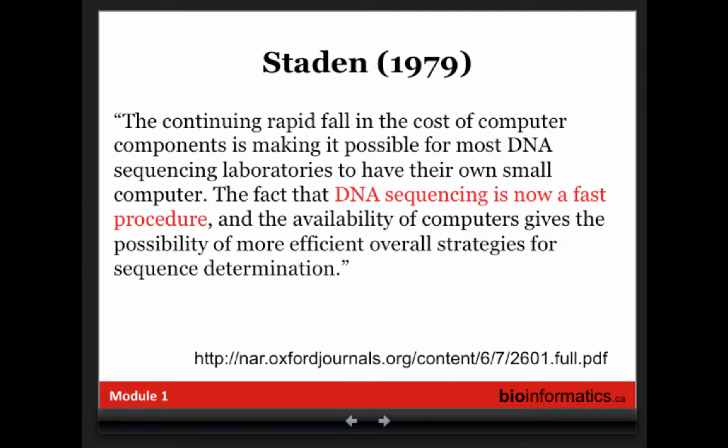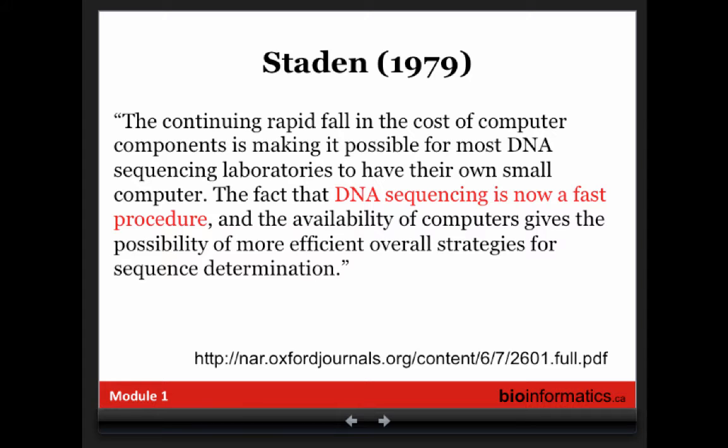Okay, and this statement pulled from the Staden package paper published in '97 is actually very interesting. It says, the continuing rapid fall of the cost of computer components is making it possible for most DNA sequence laboratories to have their own small computer. The fact that DNA sequencing is now a fast procedure and the availability of computers gives the possibility of more efficient overall strategies for sequencing determination.